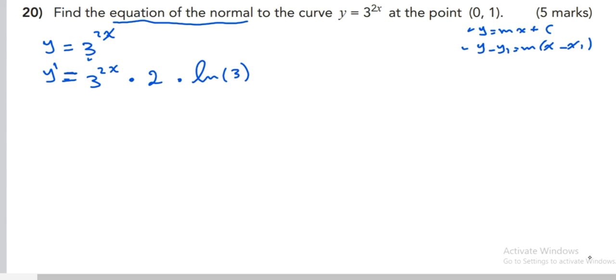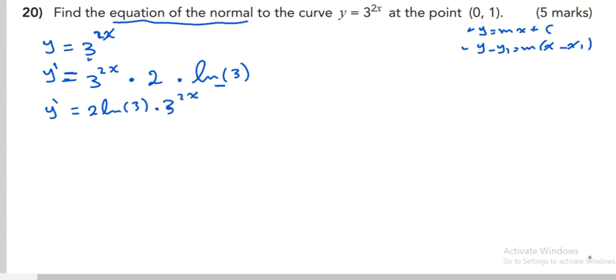So why here we added this part and we didn't add it if it's e power? Because if we added this part, it will be ln e. ln e equals 1, so mentally we cancel it because it will not affect the answer. Here we write it in another form. It will be 2 ln 3 between brackets, multiply 3 to the power 2x.